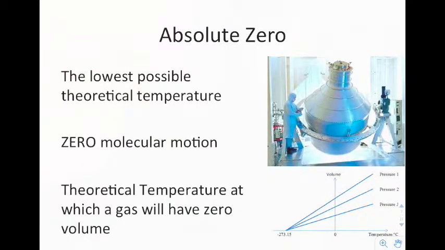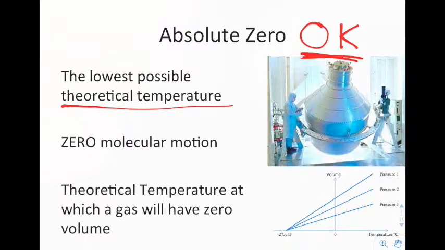Now, the lowest possible temperature is absolute zero, and it is a theoretical temperature in the sense that we have never reached absolute zero. Now, the reason why we use the Kelvin scale is that the Kelvin scale says 0 Kelvin is my absolute minimum. In other words, I can't have negative 1 Kelvin. Because of that, the Kelvin scale is considered to be an absolute scale.